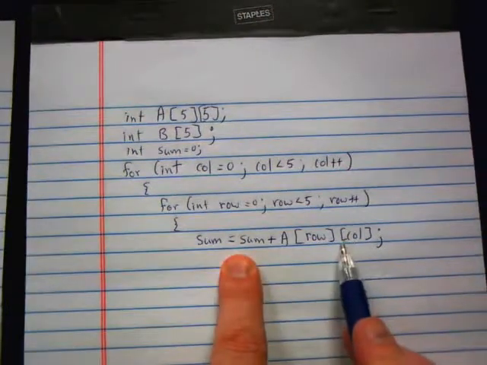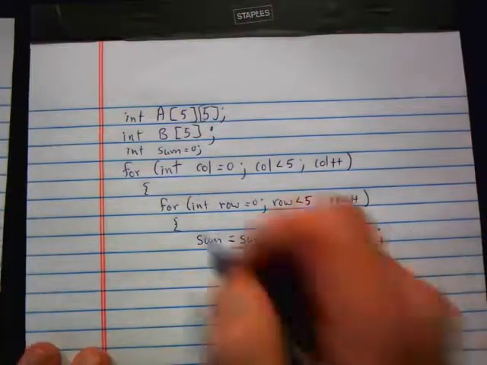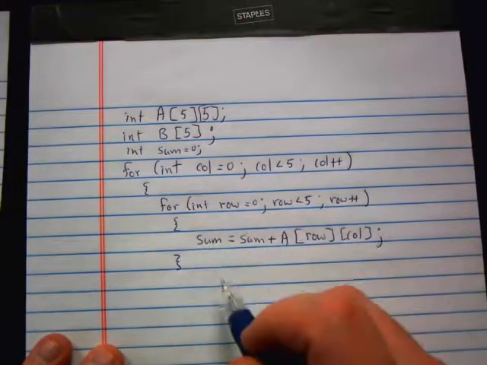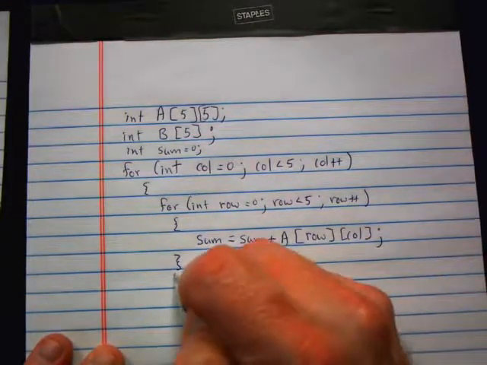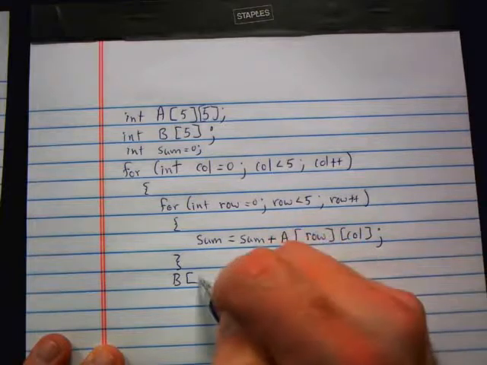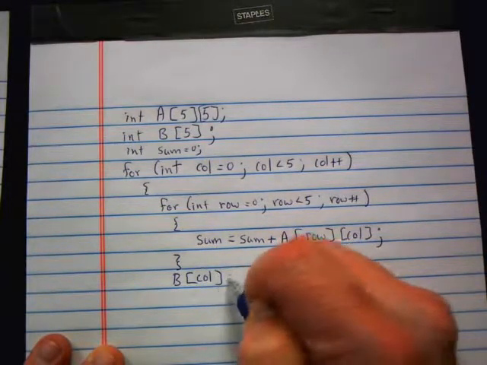All right, anyway. This adds them up. Once we've added them all up, what do we want to do? Store them. Store that. So where am I going to store it? B, column equals sum.